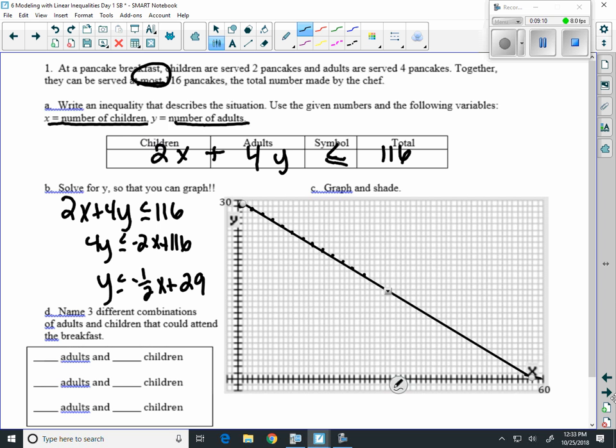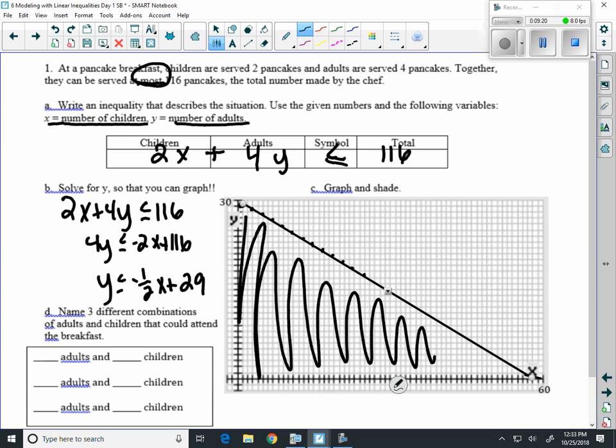Guacamole shirts. Okay. So, above or below for our shading? Less than is below, so we're going to shade here. Okay, now, this is basically showing all of the different options for the number of adults and children that can attend. You with me? Yes. So when it says right here, name 3 different combinations, you can pick any combination in that shaded region, and that will be an answer.